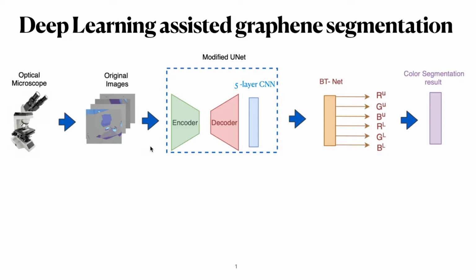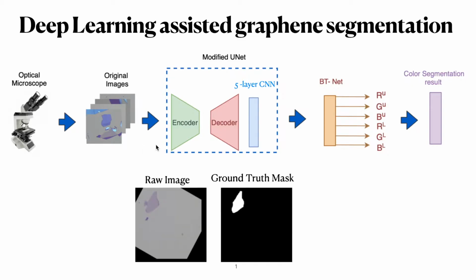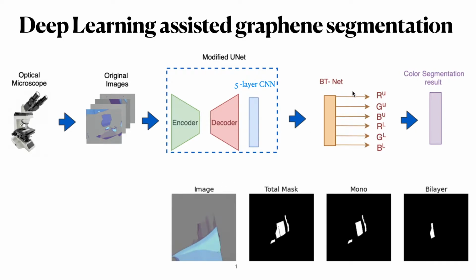We input the original images into a modified UNet. This is one of the examples of the raw images. The purple part is the graphene flakes, and the gray part is the background. The ground truth mask shows where the graphene is. We then input the output from the UNet to a BTNet architecture, which is my main contribution in this project, and the output of the BTNet is 6 values, which represent the maximum RGB values and the minimum RGB values. We then use the values to find the monolayer and the bilayer graphenes.